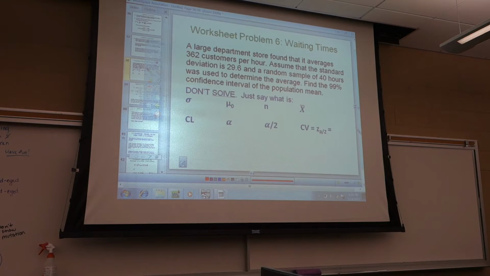Right, so let's get back to this here. Do not solve it. Just find these 8 things.